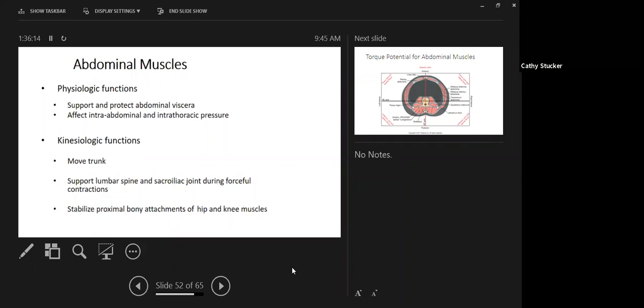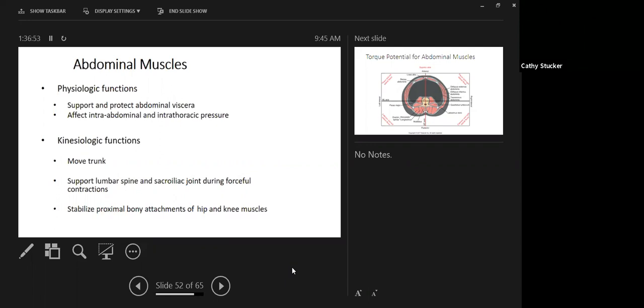The abdominal muscles. They support and protect the abdominal viscera, right? You've got to have something holding your guts in, and that's the abdominals' job. They also have an impact on the pressure, your intra-abdominal and your intrathoracic pressure. When we increase that pressure, sometimes that can cause pain. So it's important to understand the effect of that intra-abdominal pressure when we have somebody who's got some neural pain and some problems going on there.